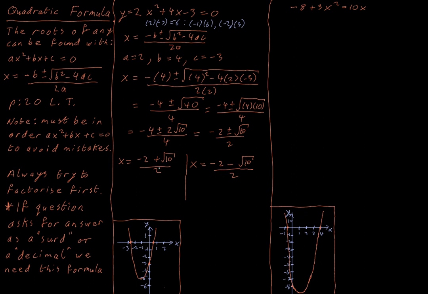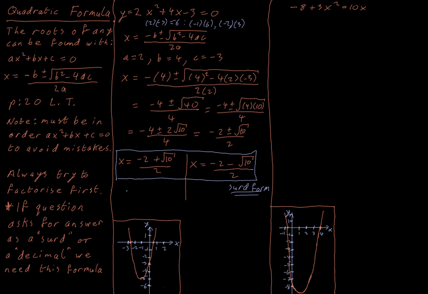Now, this is our answer in surd form. So this line here is where we would stop if we were asked for our answer in surd form. That is our answer in surd form. If we were asked for that, then we would stop at that point and we'd say we've got our answer.